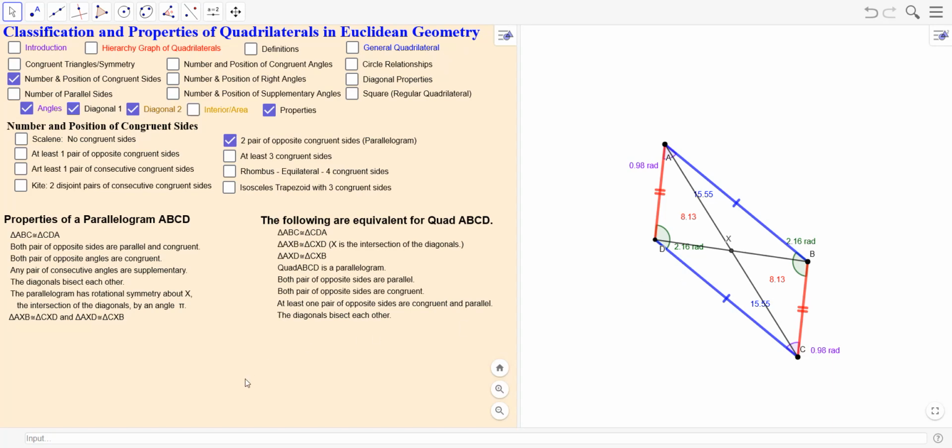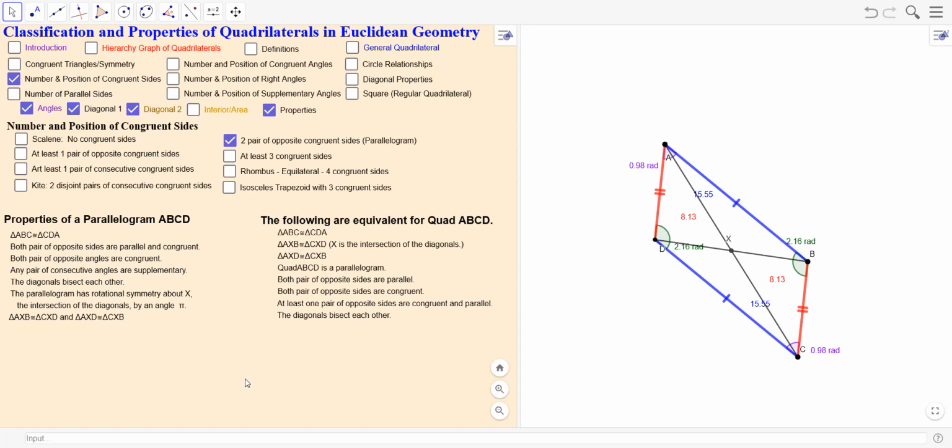There's lots of different equivalent conditions for a parallelogram. Any one of these is enough to make it a parallelogram. Okay, triangle ABC is congruent to triangle CDA inside of quadrilateral ABCD. Triangle AXB is congruent to triangle CXD, where X is the intersection of the diagonals, or you could just say it's the midpoint of one of the diagonals that you have.